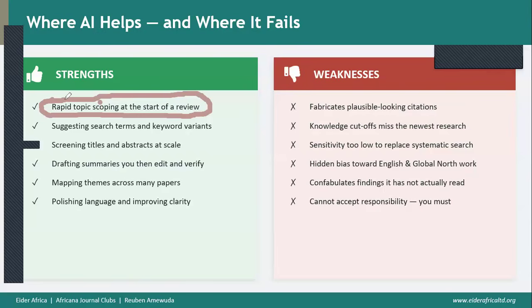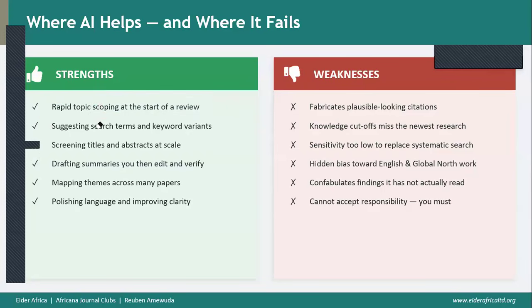So you can use AI to what? To rapidly get a topic. If you don't have any topic, if you don't have a title, AI can help you get a very good topic. Now, two, what again can you use AI for? Suggesting search terms and keyword variants. So AI can suggest keywords and then variants for you.